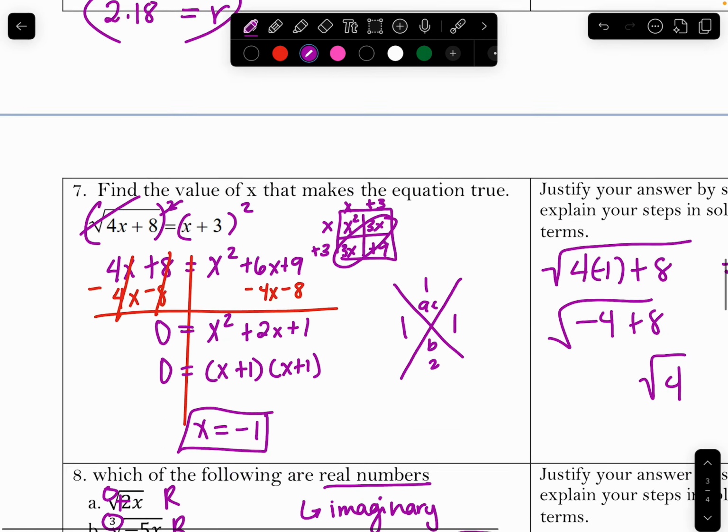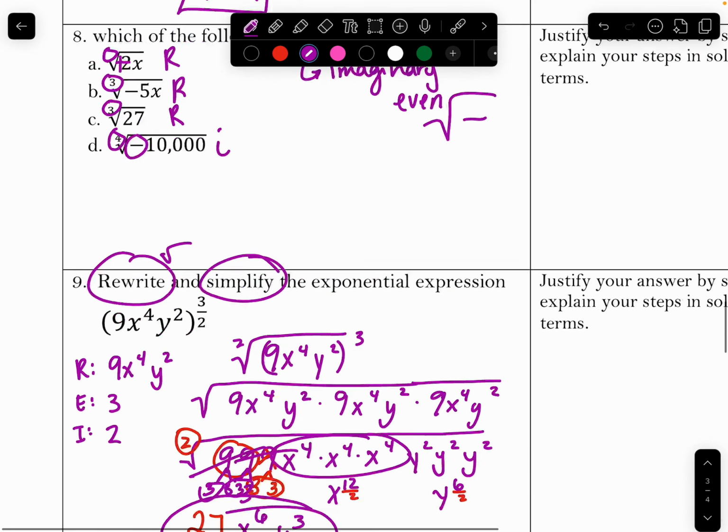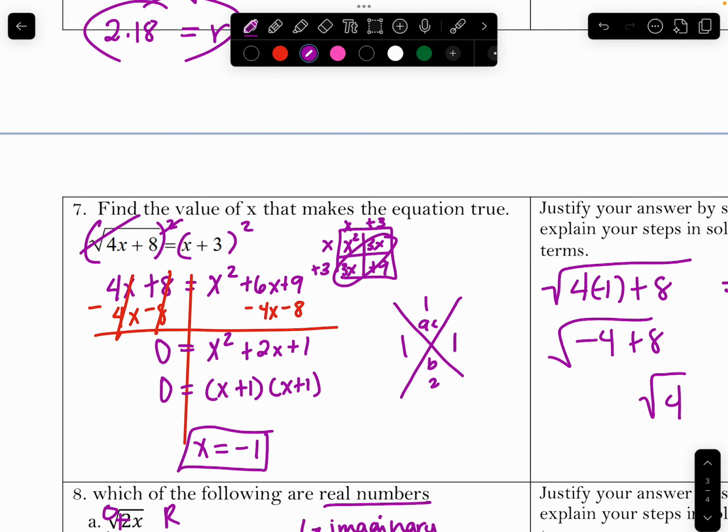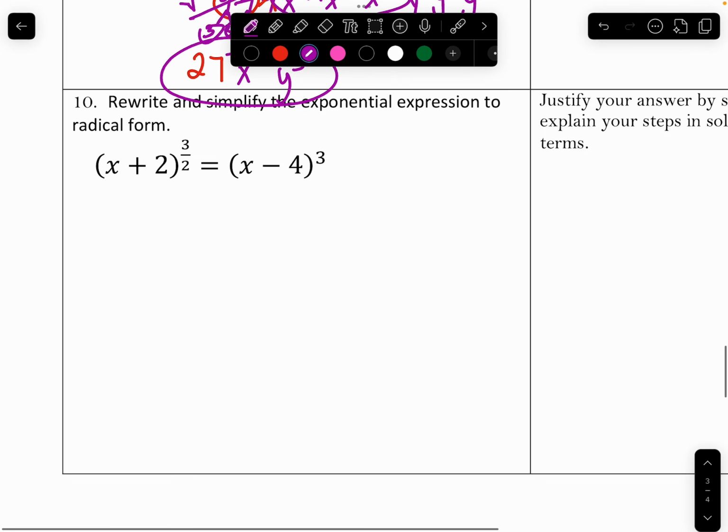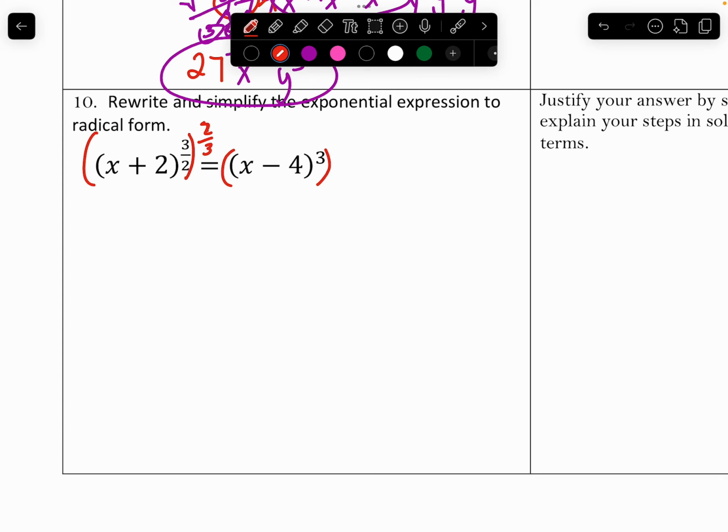Alright, number 10. If you forget how to do number 10, just look back to number 7. Same thing, except first you just have to multiply by the reciprocal. Instead of 3 over 2 it is 2 over 3. These cancel out. These cancel out. We're left with a squared. Be organized. X plus 2 equals x minus 4 squared.